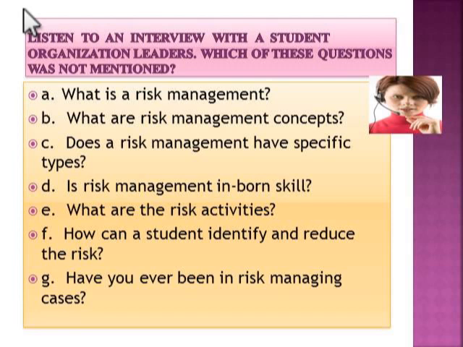How can students identify and reduce risk? They should meet with university advisors to review activities. Also, they have to read, understand, and know university policies.